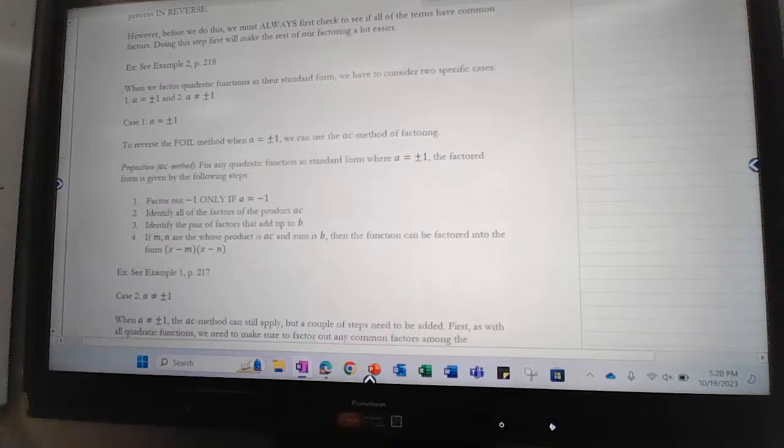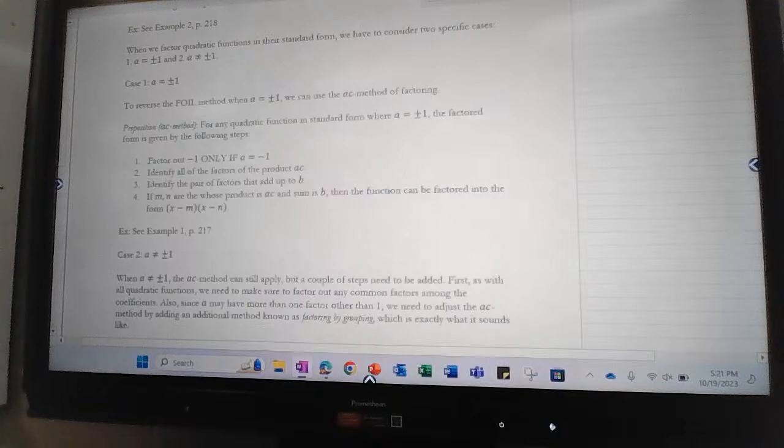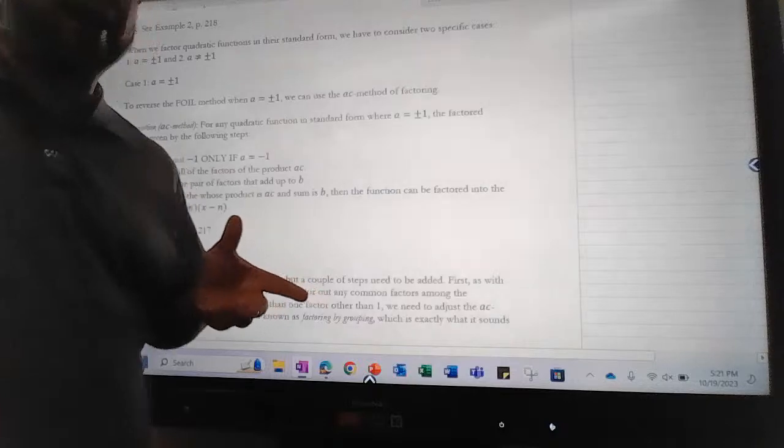But there are basically two main cases where we factor quadratic functions in standard form. One of them is when a is 1 or negative 1, and the other is when a is anything else. And of course, remember a cannot be 0. If my value of a is 1 or negative 1, then we can just use what's called the AC method. The AC method is called that because it involves a times c. So first things first, if your a is negative 1, definitely factor out negative 1. The reason for that is that if your a is negative, then it might mess up your factoring. So you always want a to be positive, okay?